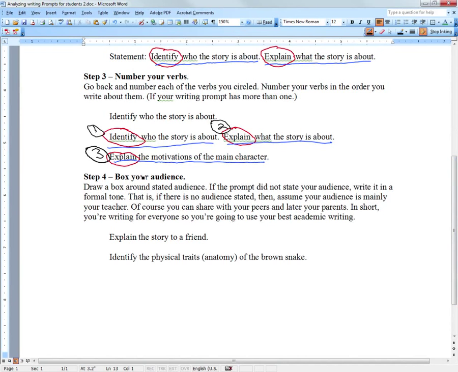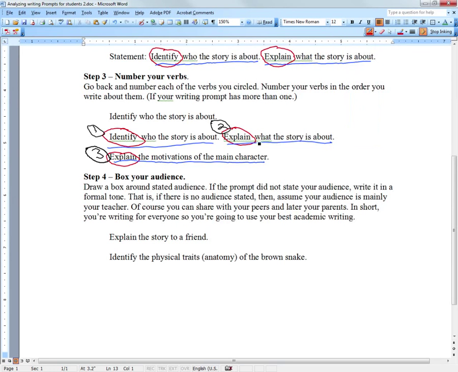Okay, moving on. Number 4, box your audience. Draw a box around the stated audience. If the prompt did not state your audience, write it in a formal tone. That is, if there's no audience stated, then assume your audience is mainly your teacher, because that's the person who's evaluating your writing, right? That's the main person. Of course, you can share with your peers and later parents. In short, you're writing for everyone, so you're going to use your best academic writing, right? You're writing it for the world. And when we write for the world, we want the whole world to know just how smart we are, right? You're going to use your best academic writing.